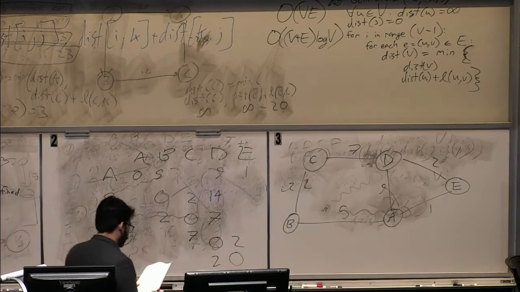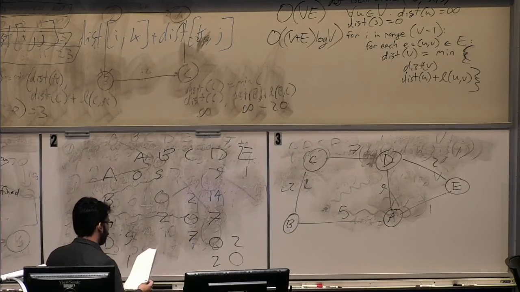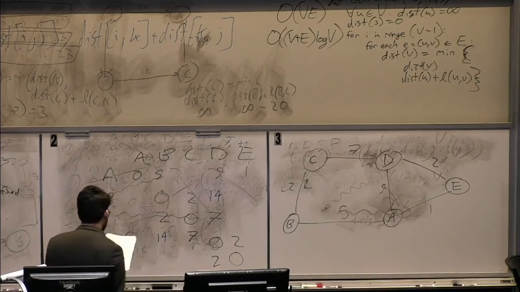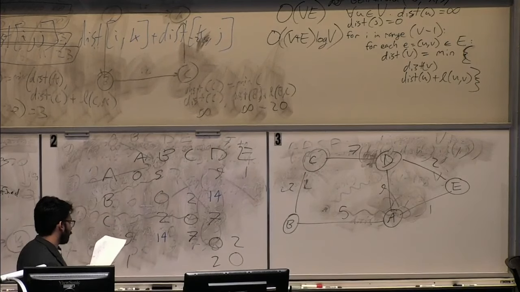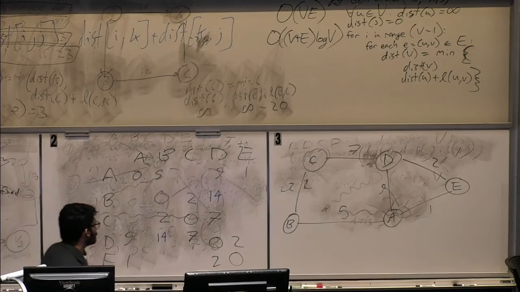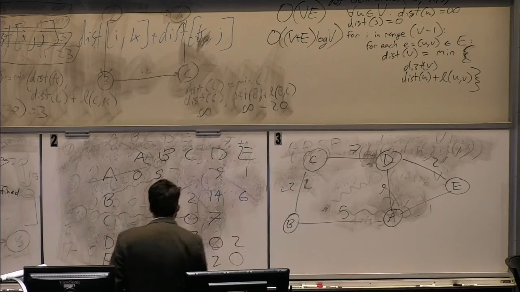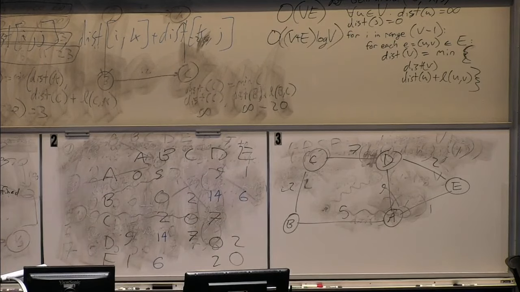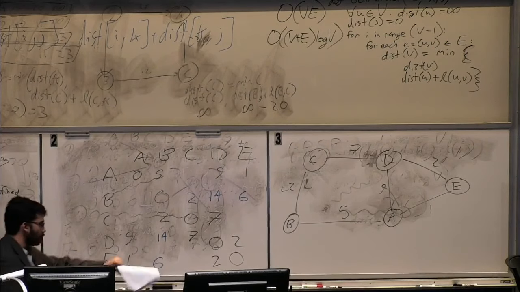Then we're going to consider the shortest path. This is going to be a 14 here as well. And then the shortest path from B to E is going to update to be 5 plus 1, which is 6. So what's in blue is what's updated after the first round, the first outermost for loop of k. We consider all the paths that go through A, right?